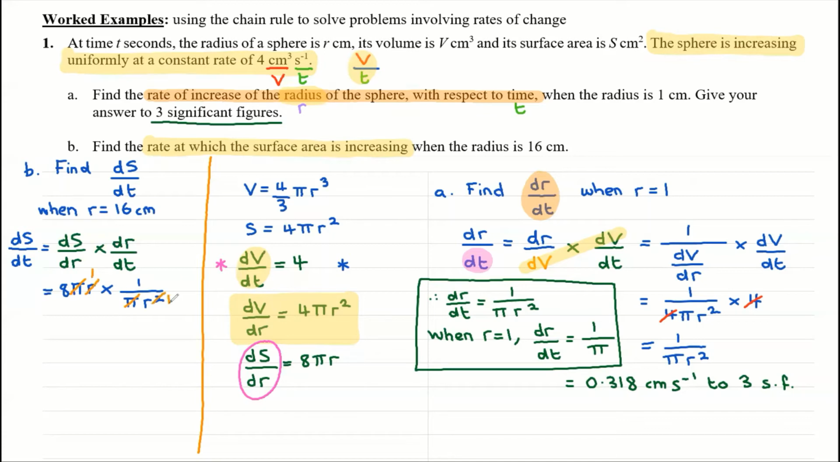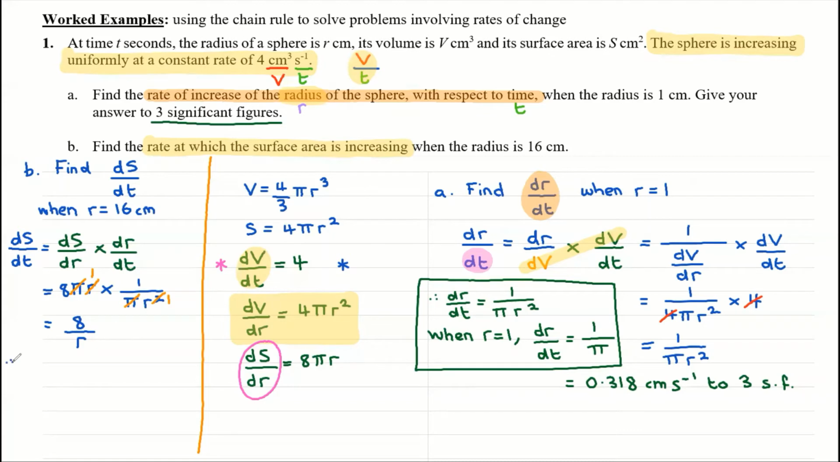So what we're left with? Something nice and simple. So we've got the 8 over, nothing else on top, 8 over r. So the rate of change of the surface area with respect to time is inversely proportional to the radius. Okay, so there we have it. Now we just have to plug in r equals 16 and we can see we're going to get a nice answer here.